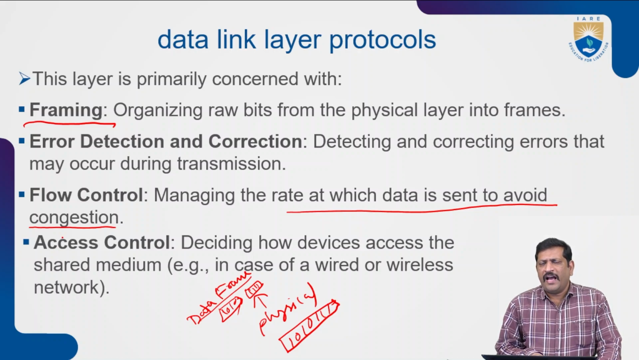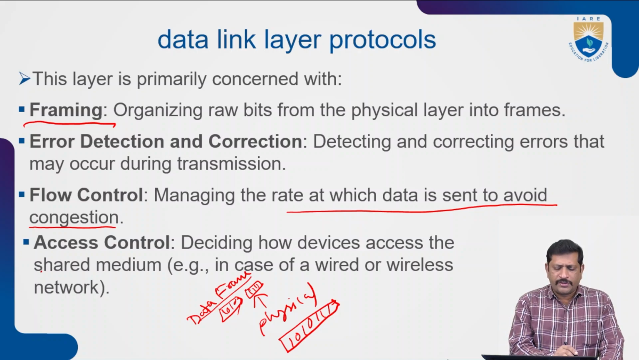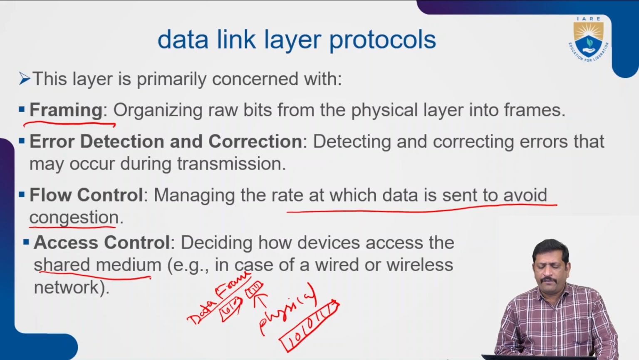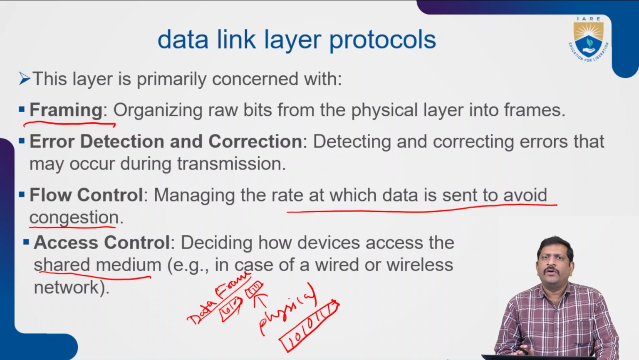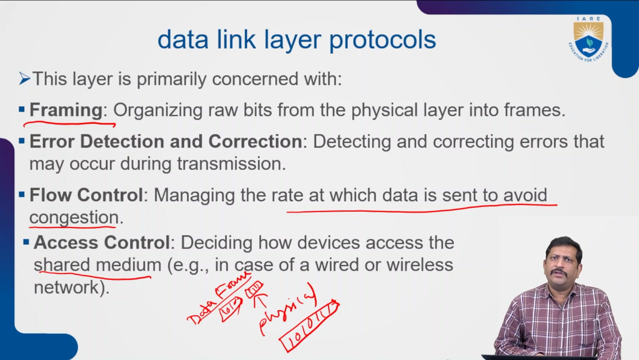Access control. Access control means controlling the access, that is, how the devices are accessing and how the devices are sharing the resources. In the case of wired or wireless networks, this will control the resources. Resource management can be done, and resources can be controlled.